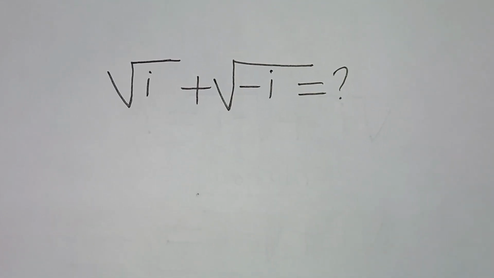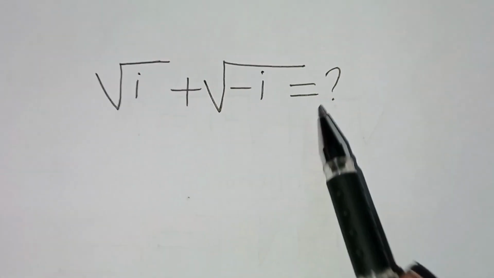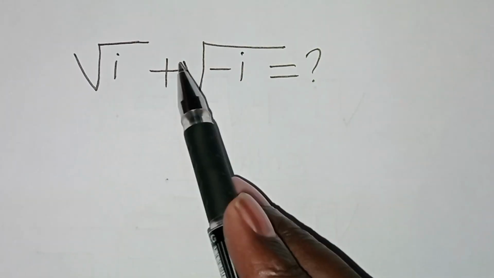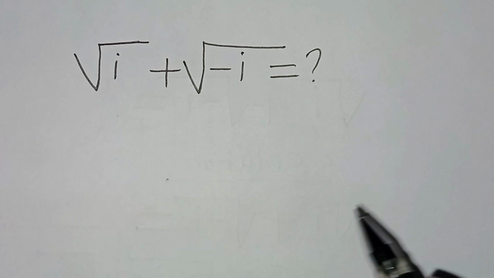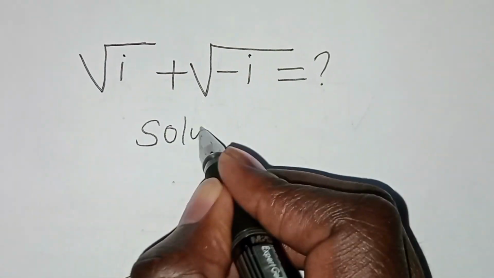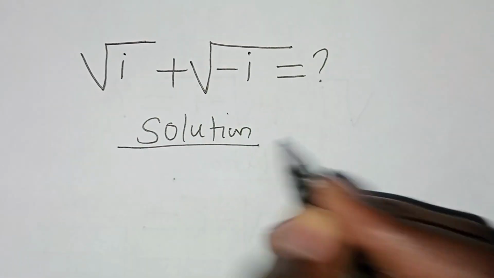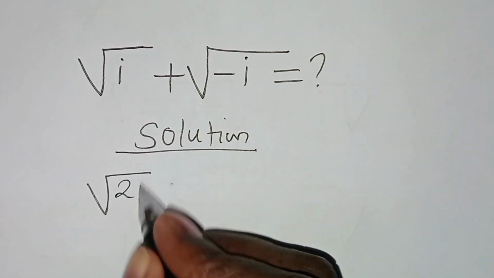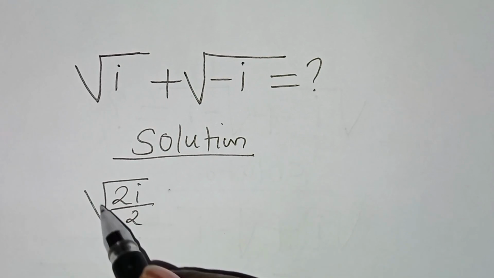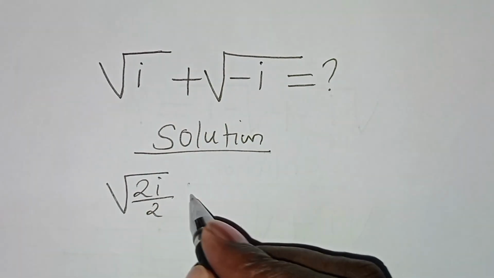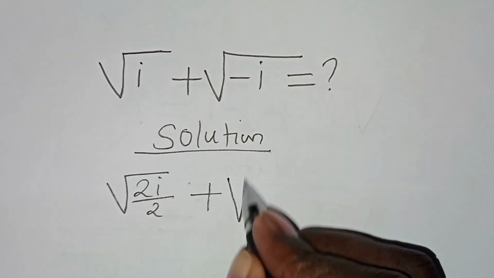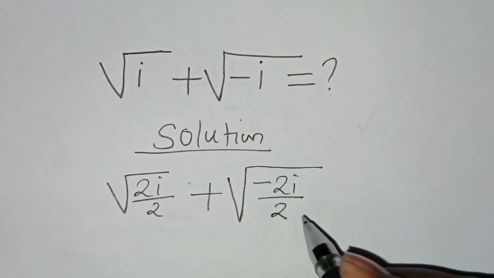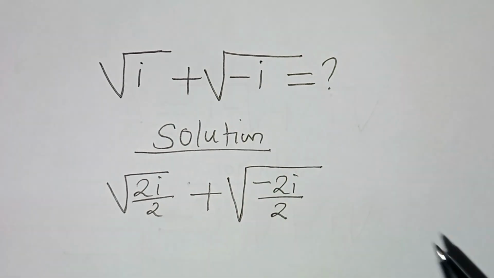Hello everyone, you're welcome to provide a solution given this nice Olympiad problem, which is the square root of i plus the square root of minus i. Now, solution from here, we can express square root of i as square root of 2i divided by 2, plus the square root of minus 2i divided by 2. So this is the same thing as minus i.